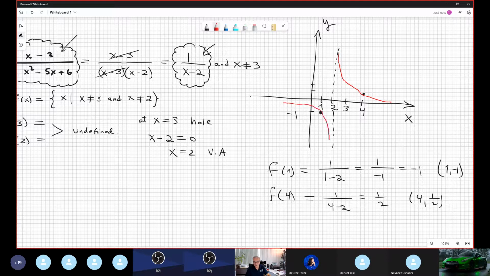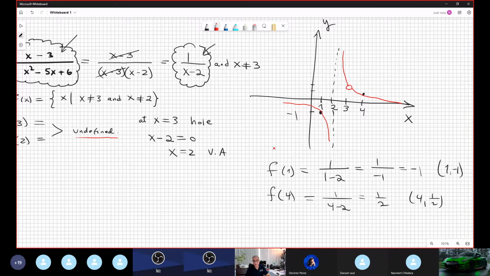But the most important is that at 2 we have the vertical asymptote, and the behavior is this behavior. But at 3 we have a hole. So at 3 you delete that part, and you are doing this. Look, at 3 we have a hole. But the hole is undefined. It's another kind of undefined.